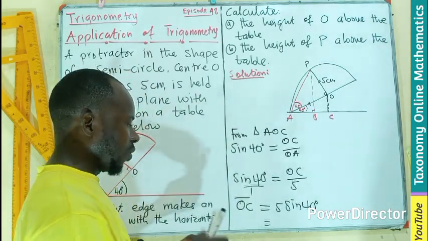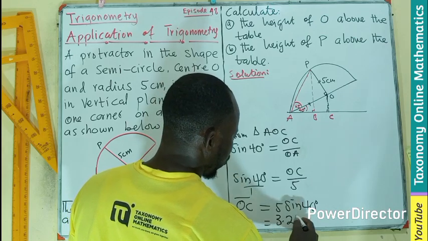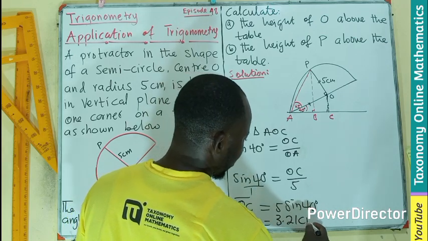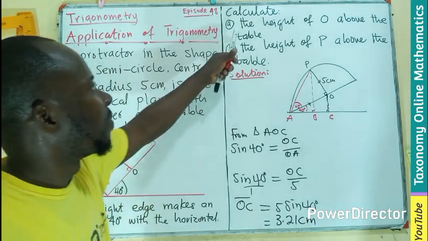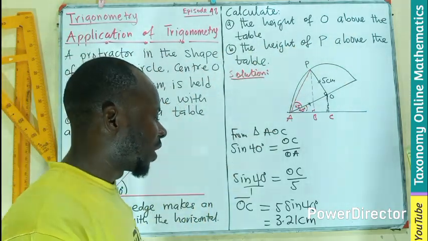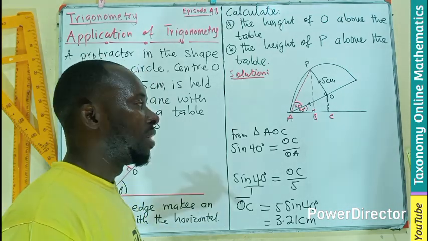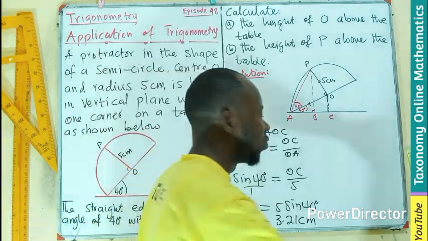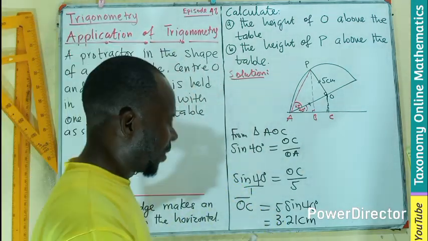So if we do that, we should be having 3.21. We are in centimeters. So the height of O above the table is going to be 3.21, or 3 centimeters if we are approximating to a whole number. All right, what again do we need?